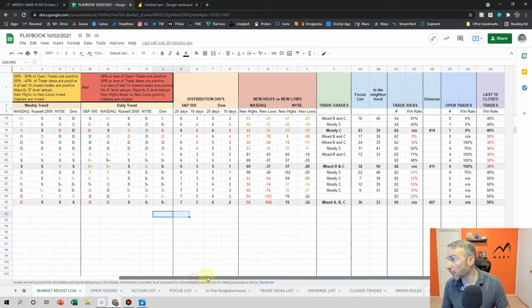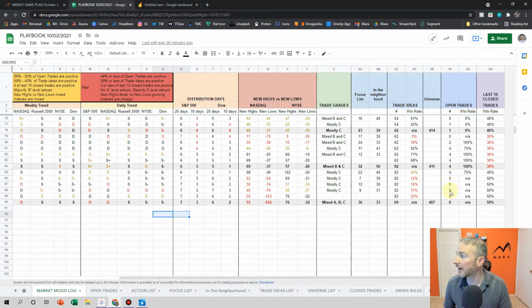I will also track, let me see here, the number of open trades that I have right now. I'm sitting in cash in my swing trading account, and I'll also track how my last 10 trades have performed. Are they winners or losers?